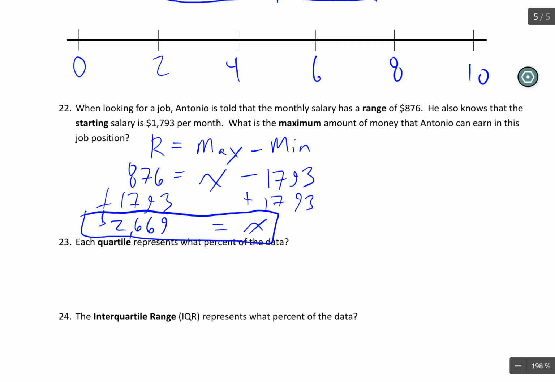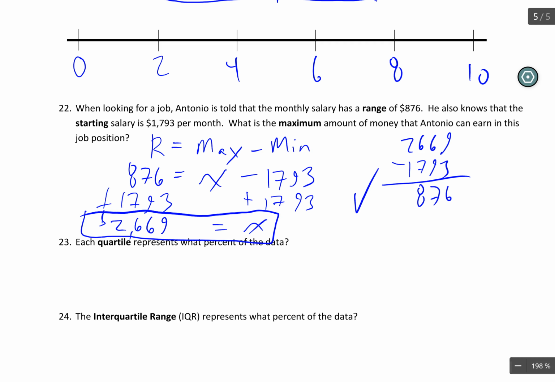And then I want to check that, does that make sense? So my maximum is $2,669 minus my minimum, or my starting, $1,793. And so does that make sense? So when I subtract this out, I do find that $876 is that difference. And so now that I know that this does make sense, and I was able to check my answer.